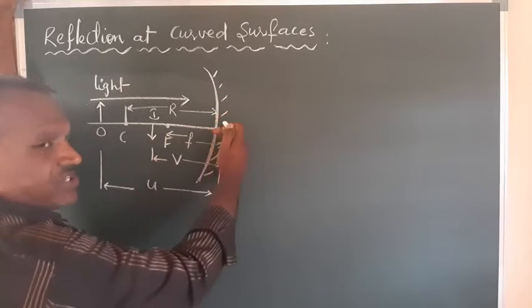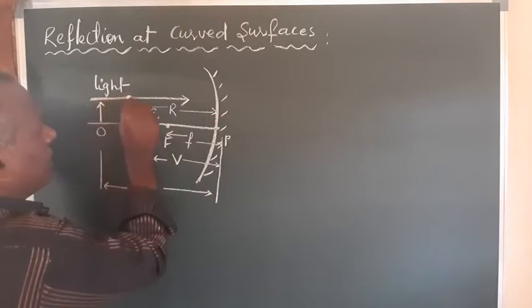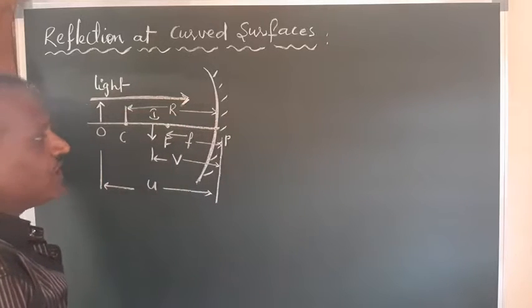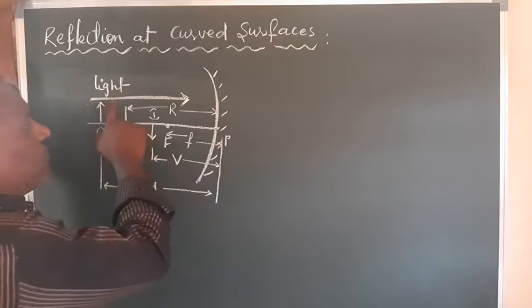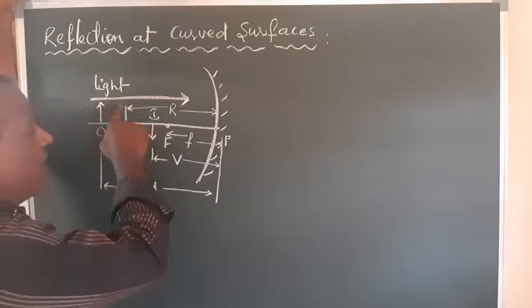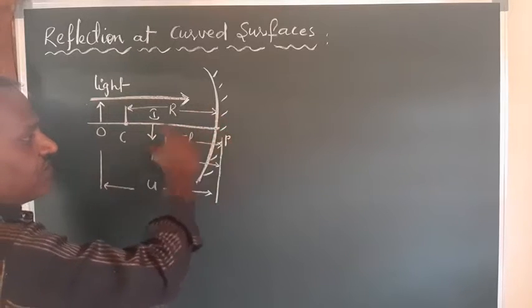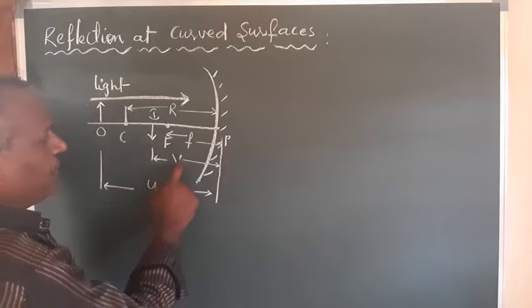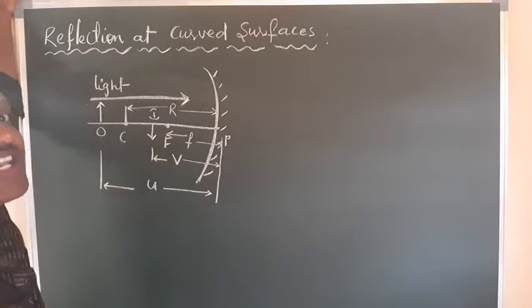Which direction are we measuring? Left side we are measuring. But which side is the ray propagating? The ray is propagating towards the right side, right? So here the distances are measured in the opposite direction of ray propagation. The ray is propagating RHS, right hand side, but all the measurements from the pole we are measuring on the left side. That means here u, v, f, R all are taken as negative, which is called sign conventions.